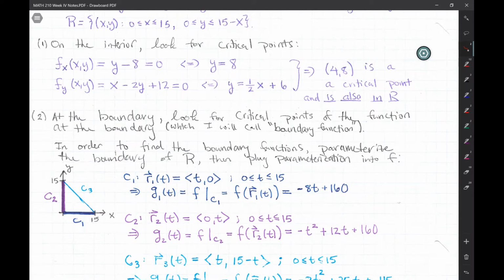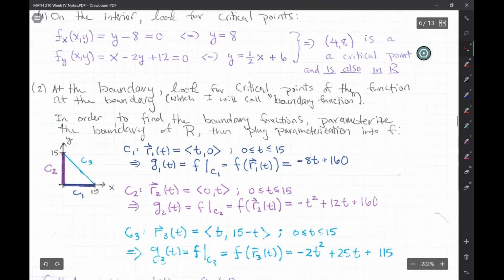So the critical point that we found there is important for comparing all the different candidates for the absolute extrema. And if we want to find the function at the boundary, we're going to have to parameterize the boundary curve, okay? And this region is triangular, so we're going to have to parameterize it using 3 different parameterization functions. One for C1, the other for C2, and for C3.